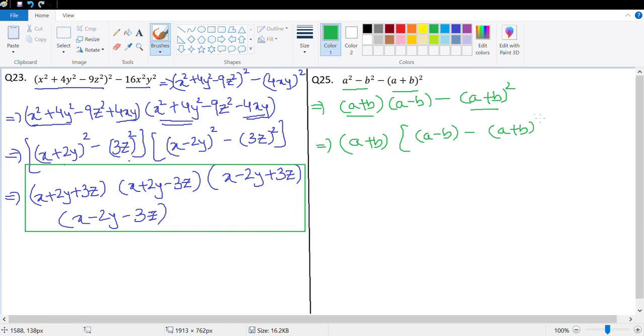Let's reconfirm. If I take a plus b out, what remains is a minus b, and what remains is 1 a plus b. Perfect. Let's open this bracket. This is a plus b multiplied with a minus b minus a minus b. Negative a and positive a get cancelled. So what we have is negative 2b multiplied with a plus b. That's the final answer. Good.